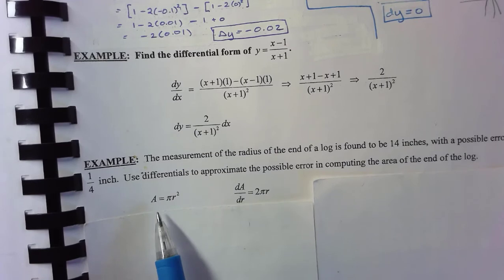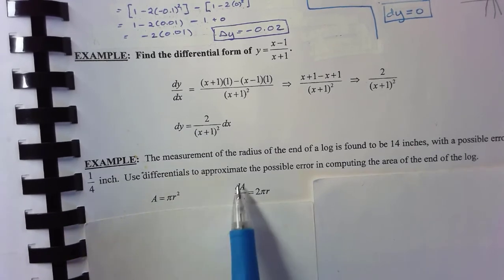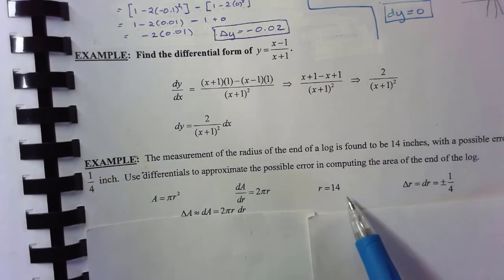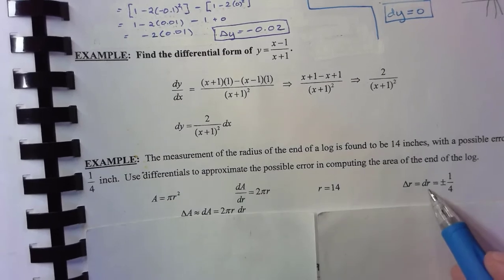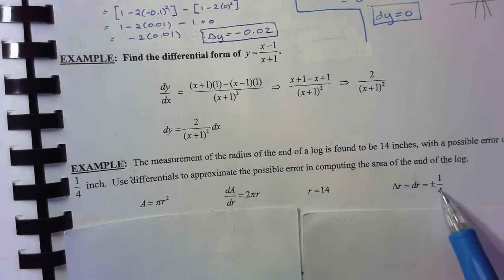Who knows? All right. So A is pi r squared because the end of the log is ideally a circle. So we know dA/dr is 2 pi r. My r is 14. Delta r is the same as dr, which is the error of 1/4 of an inch. So plus or minus 1/4. This is in inches, so 1/4 of an inch.